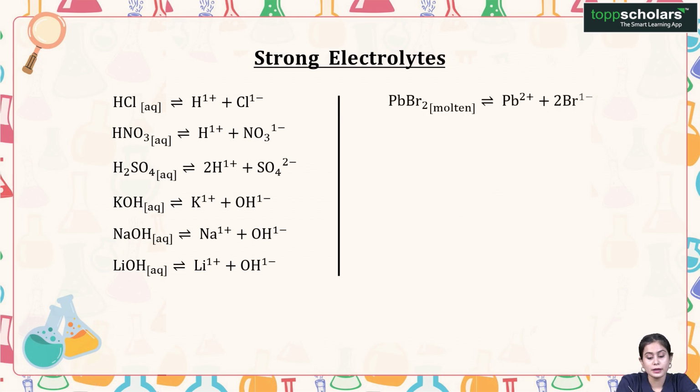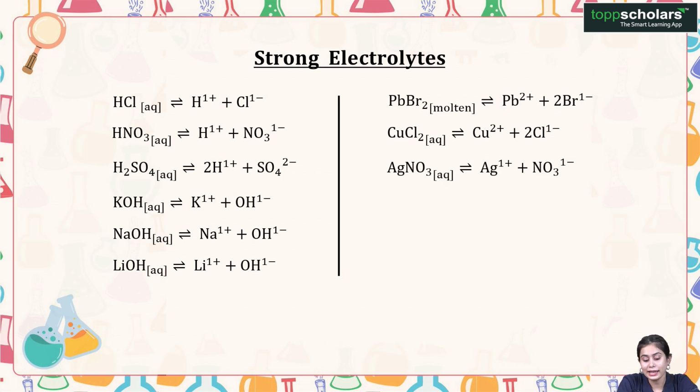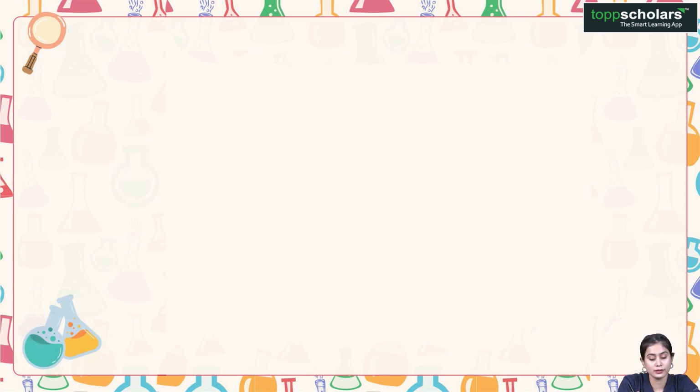Clear? Next, PbBr2, in the molten form, dissociates to form Pb2+ plus 2Br1-. Clear? CuCl2 will dissociate to form what? Cu2+ plus 2Cl1-, copper chloride. Then AgNO3 will dissociate to form Ag1+ plus NO3 1-. So this is how your strong electrolytes dissociate into their ions.